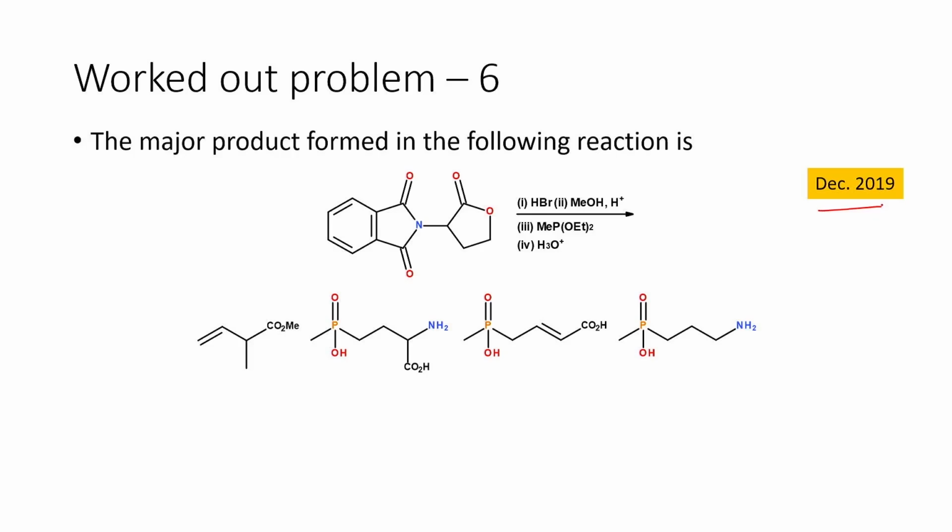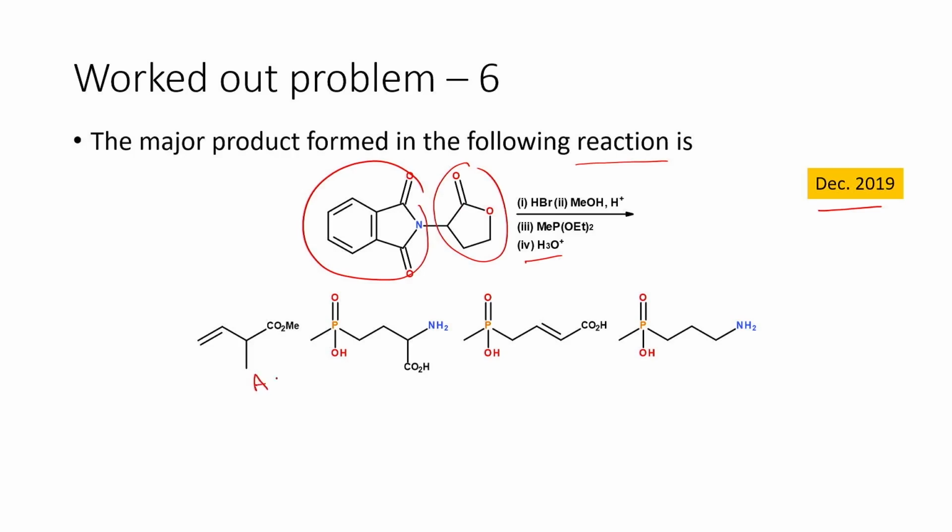So this appeared in December 2019. The major product formed in the following reaction: we have a lactone that is present here, and one of the nitrogens is protected as a phthalimide group. The first step is reaction with HBr, the second step is reaction with methanol under acidic conditions, the third step is reaction with the methyl phosphonate compound, and the last step is hydrolysis under acidic conditions. So these are all the four different reactions being performed on this particular lactone.